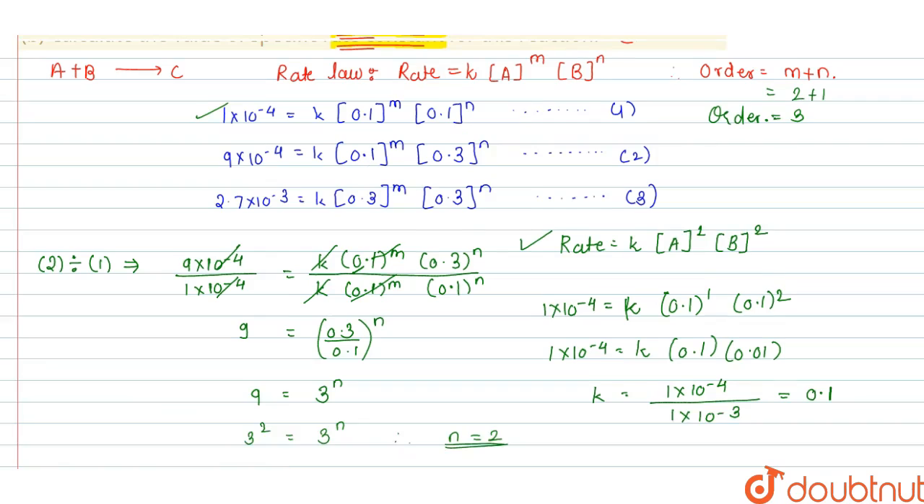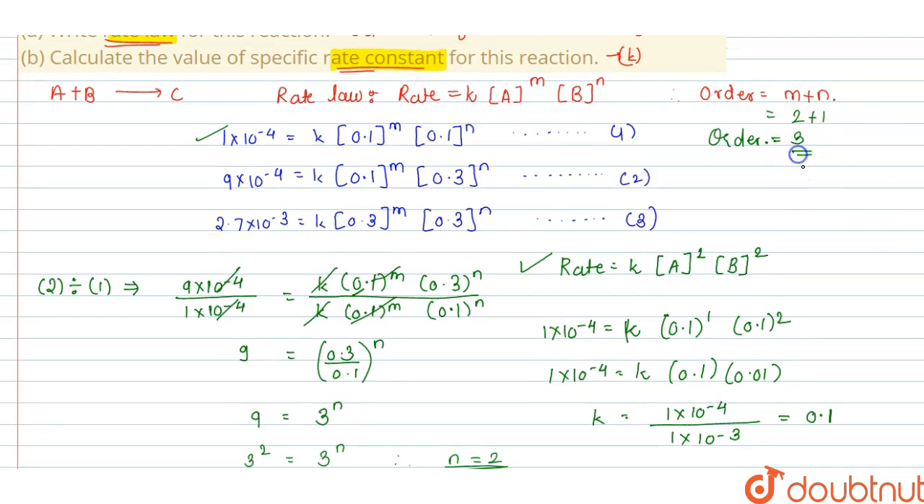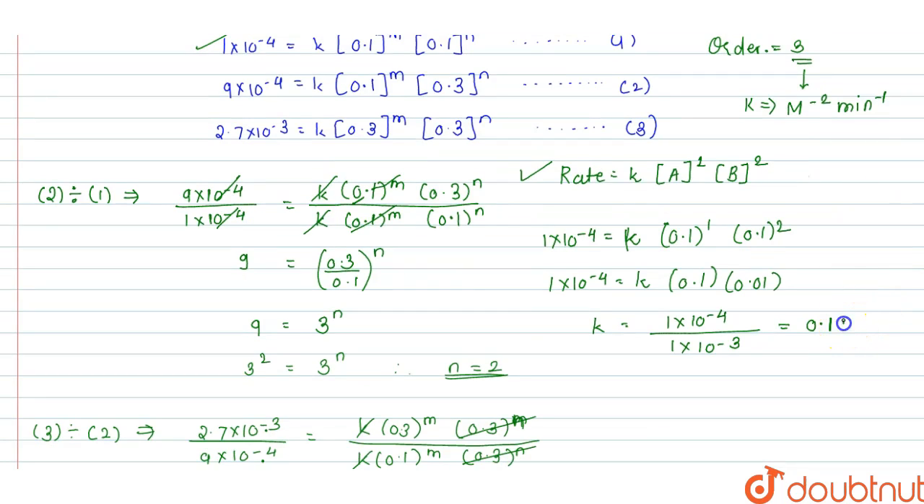Now, as your order of reaction is 3, for a third order reaction the units for K are M raised to power minus 2 minute inverse. Therefore, the unit of rate constant is M raised to power minus 2 per minute. So, this is the value of your specific rate constant.